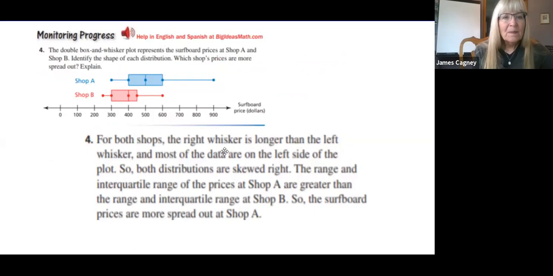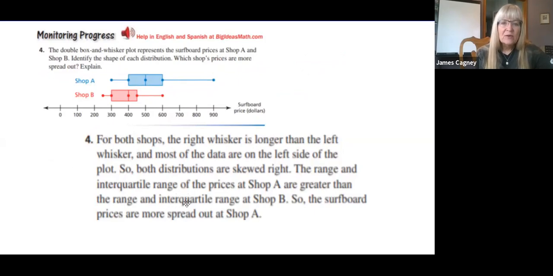So for both shops, the right whisker is longer than the left whisker. Most of the data are on the left. So both distributions are skewed to the right. The data is pulled out on the right.